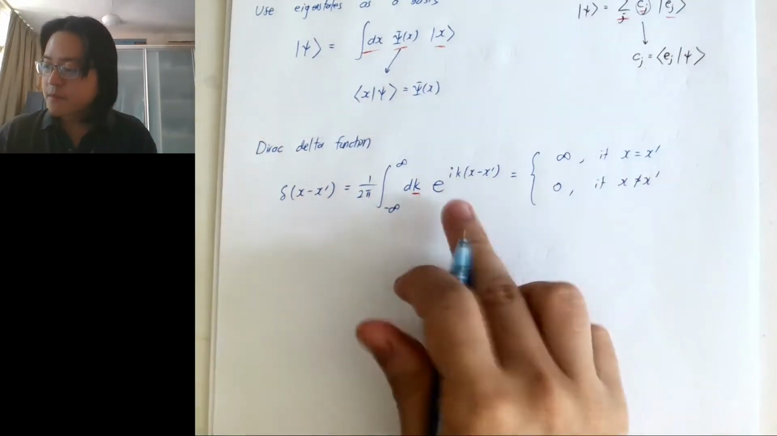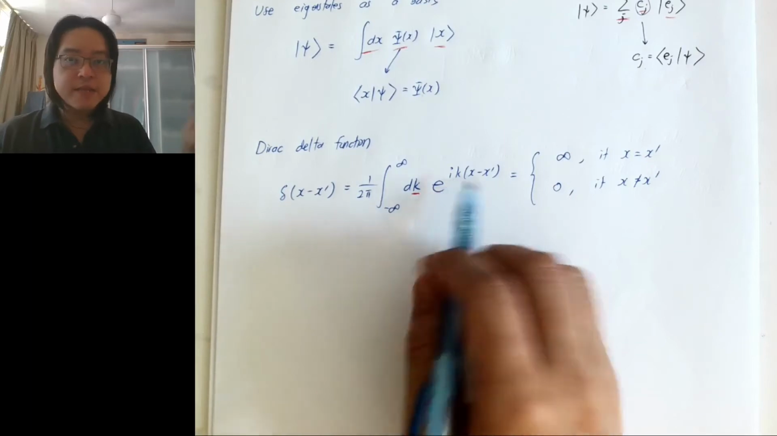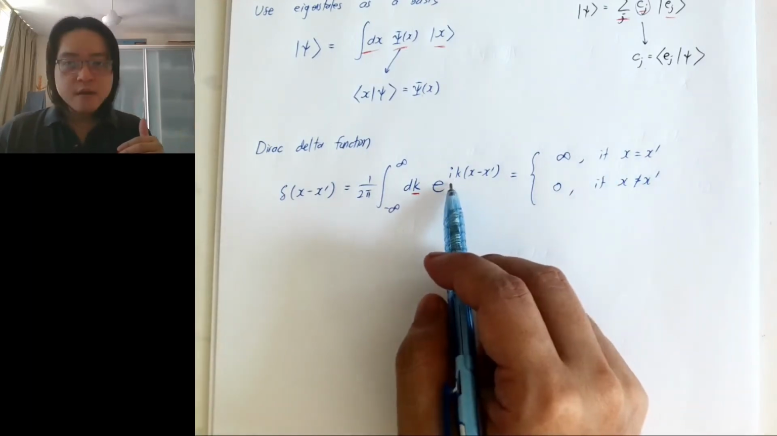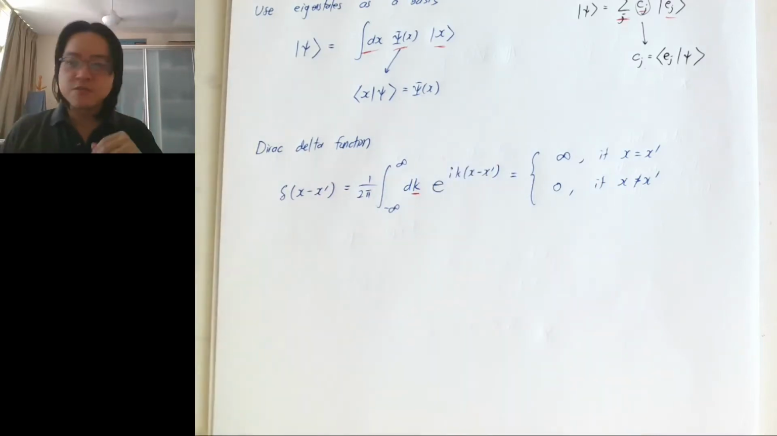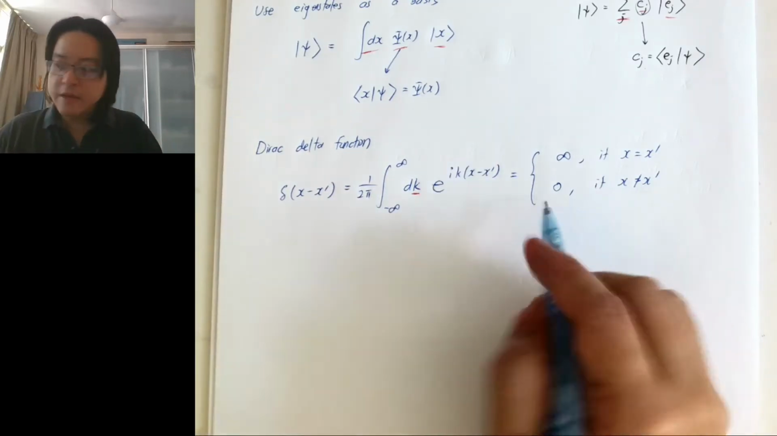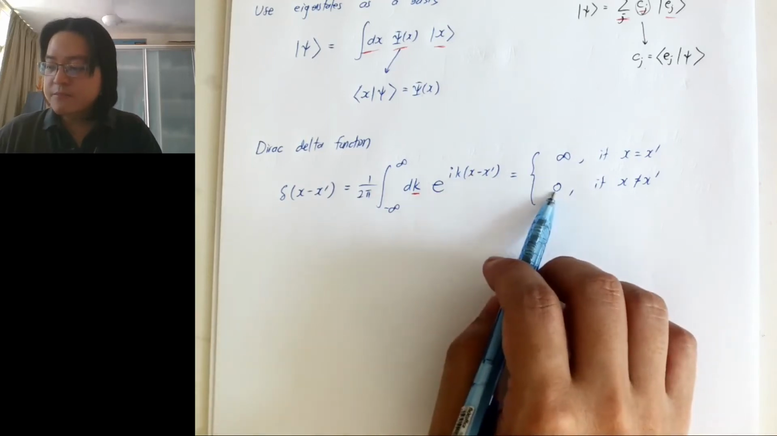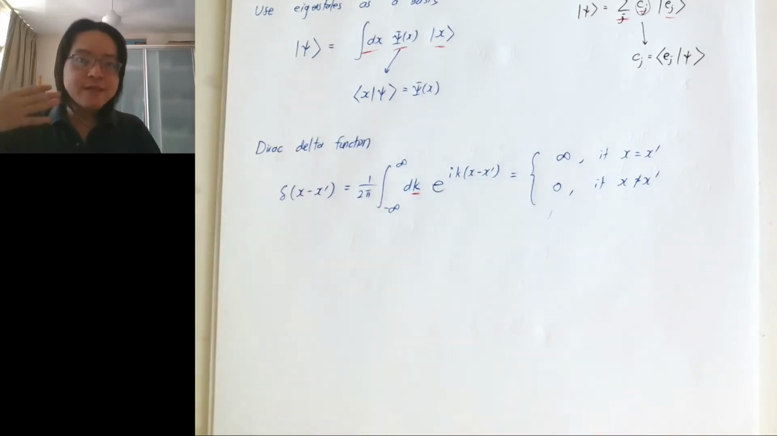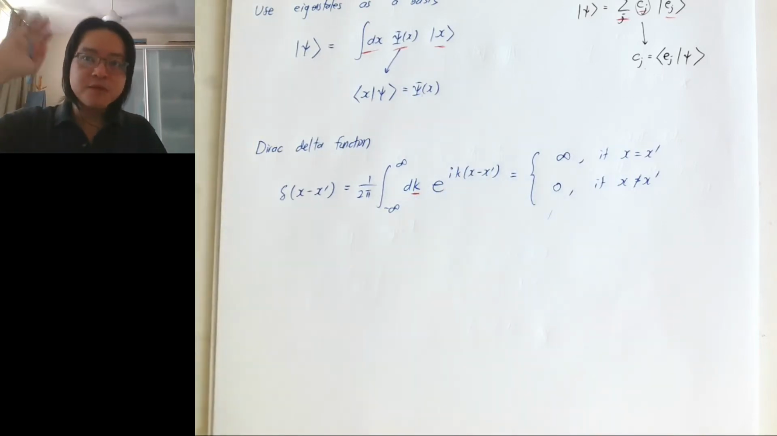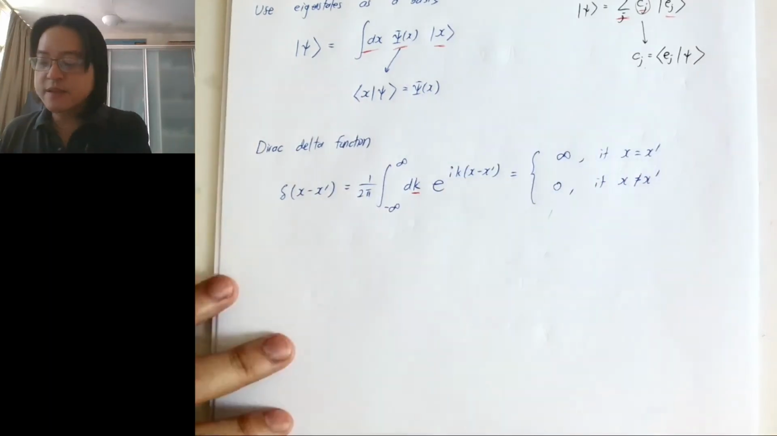X prime. Okay, so if you do the calculation, and the reason is because you can expand this in terms of sine and cosine, and then the integral of sine averages to 0, the integral of cosine also averages to 0. So as long as this term is there, then you can become 0. But if this term is e to the power 0, you're integrating 1 from negative to positive infinity, so it's just infinity. Okay, so this is the Dirac delta function.